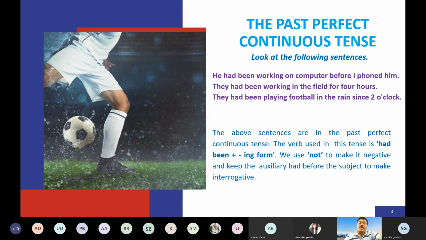So this way, past perfect continuous. It is perfect and continuous. So further past, and from that further past up to a past time it was in progress. To tell that, we use this.